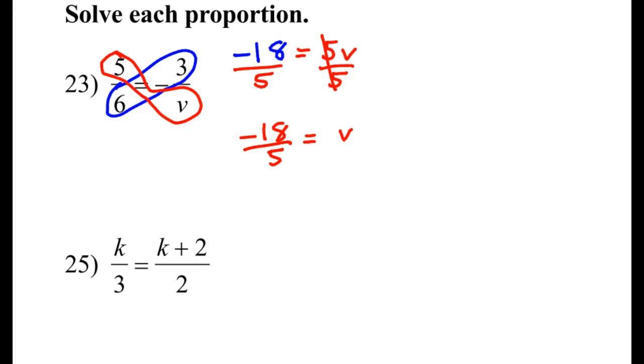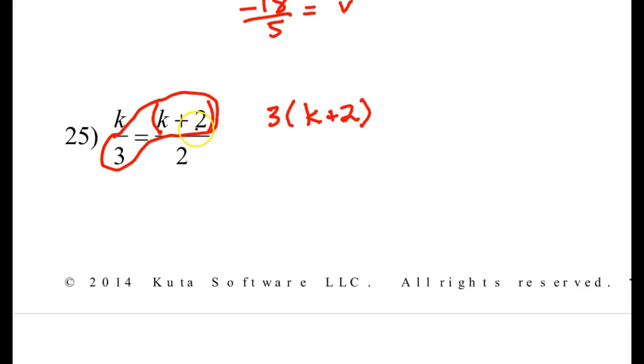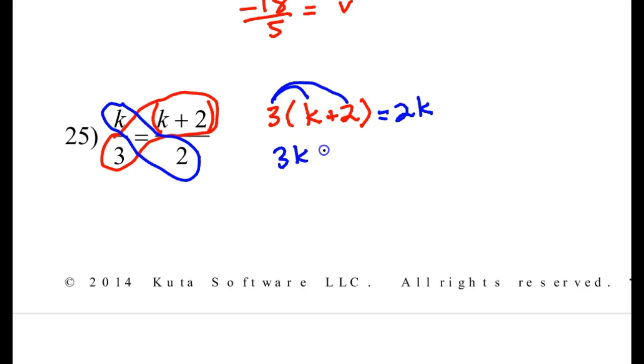And lastly, remember that if you have a k plus or a minus, you use a parenthesis here. Very important to use the parentheses. Here we go. 2 times k equals 2k. And you can distribute and finish it up. 3k plus 6 equals 2 times k.